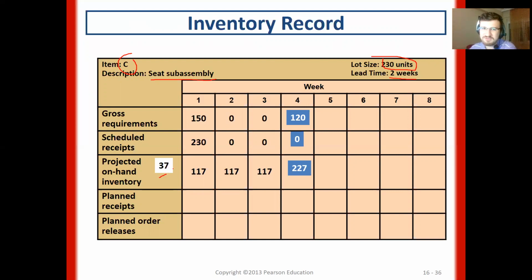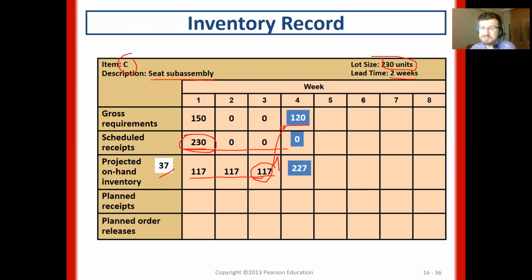This is the on-hand inventory at the beginning of the planning horizon, and this is the scheduled receipt, of which that order was given in advance. Then at the beginning of week 1, I'm going to receive that many units of seat subassembly. When we calculate and update inventory information, we see that there are 117 units on hand at the end of week 3, and the demand in week 4 is 120.